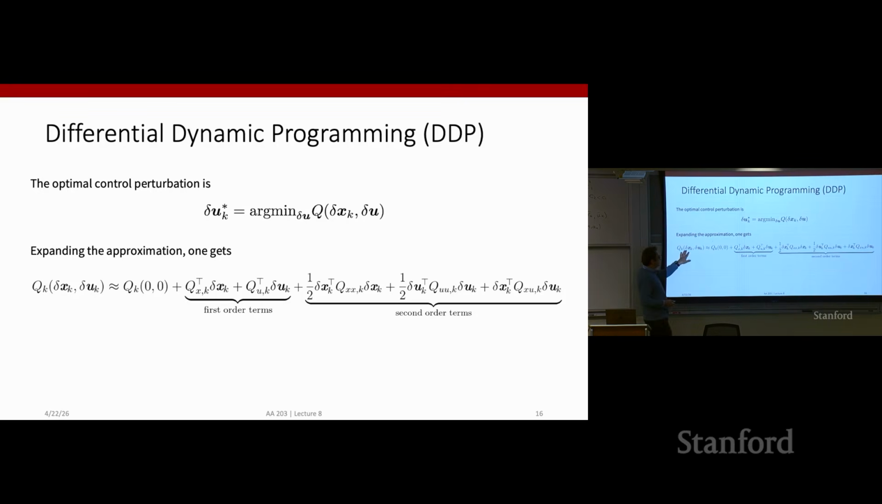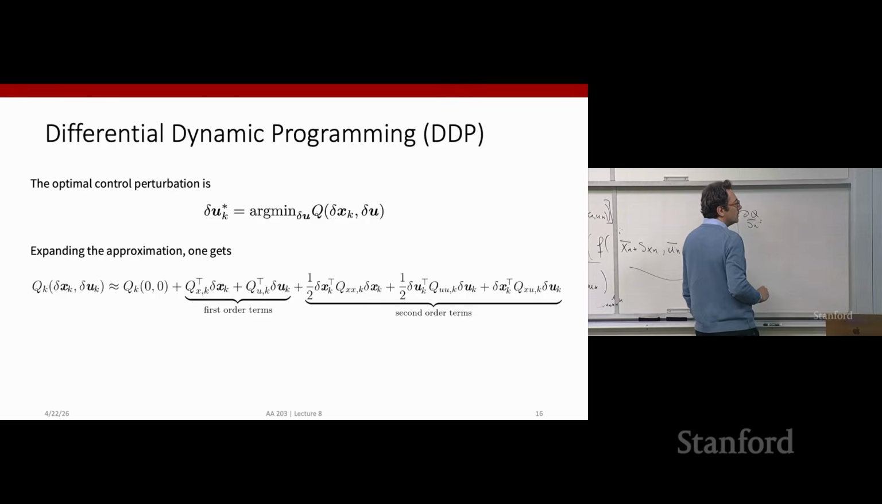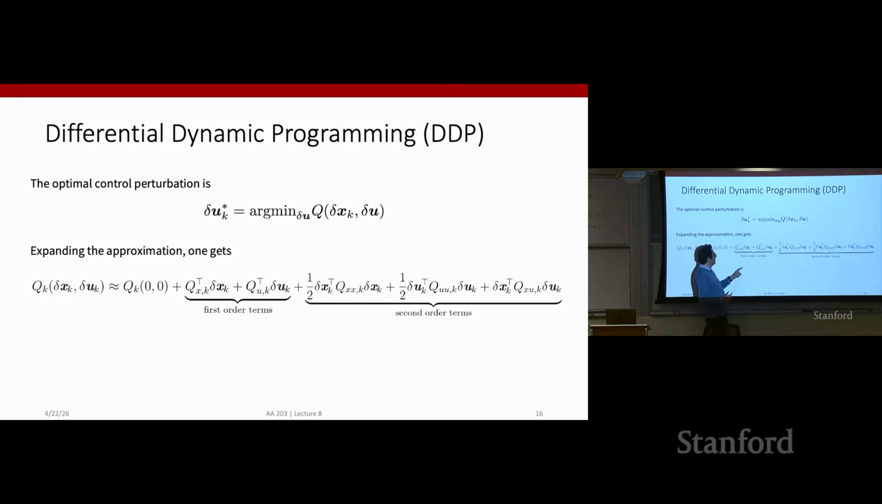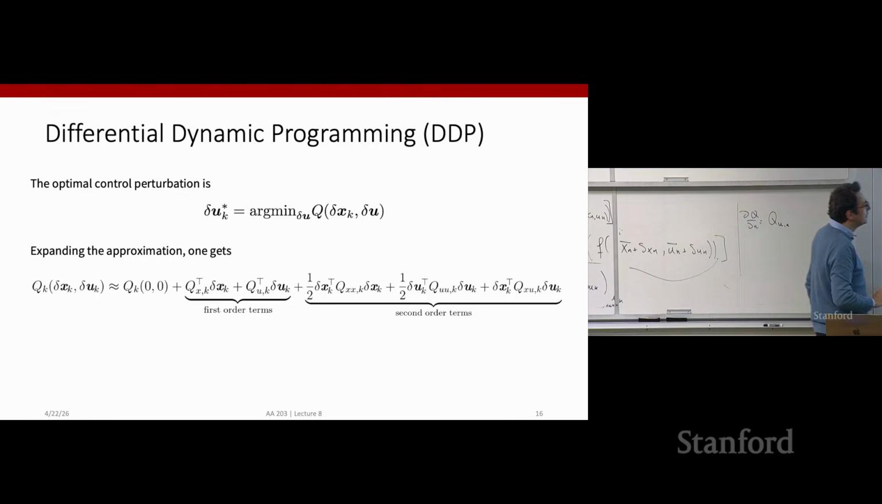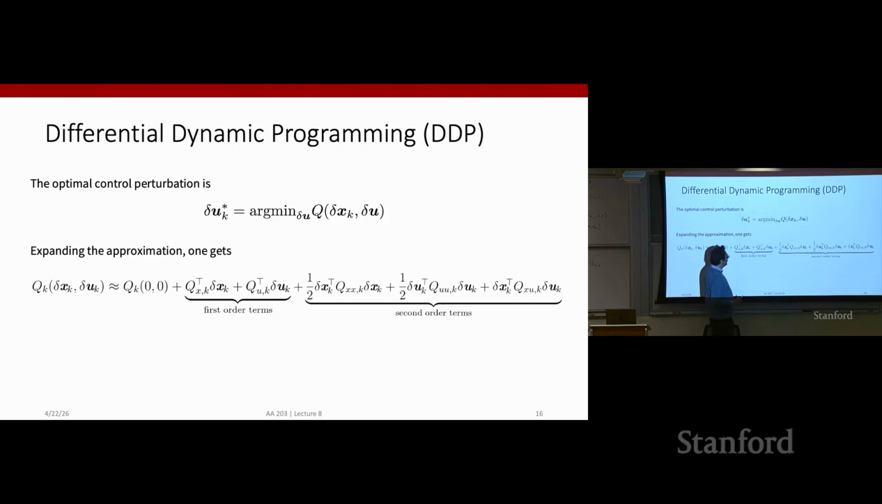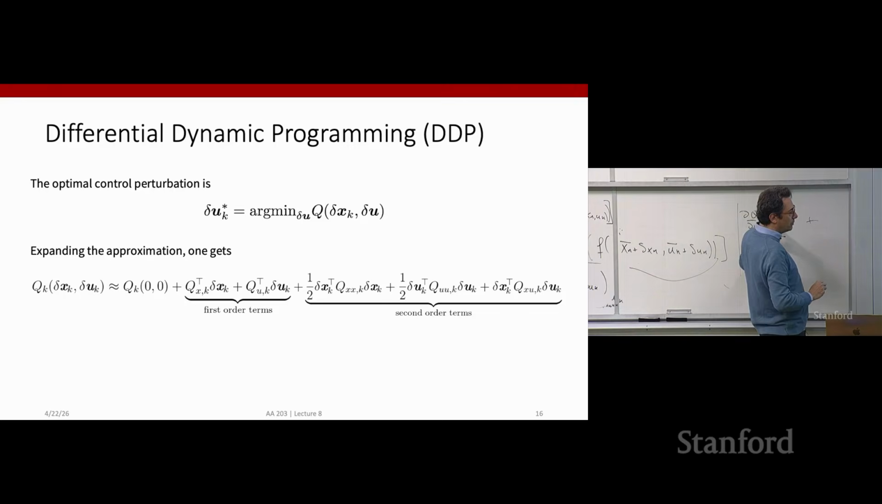So how do I minimize this quadratic function with respect to u? I take the derivative and set it equal to 0. So the derivative of Q with respect to delta u: this term is a constant. This term is a constant. Here we have a Q_u,k. This term is a constant. Here we have a quadratic. So here we have a plus Q. Remember that the subscript u means that this is the Jacobian with respect to u. Q_uu,k of delta u, plus.